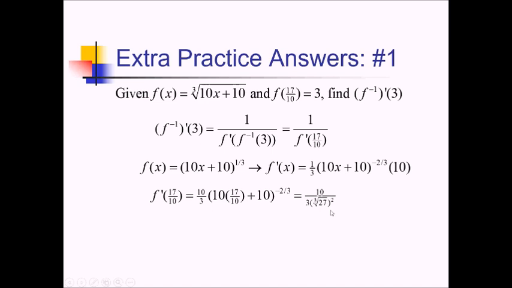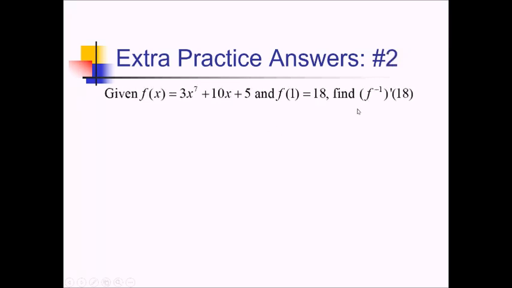And doing a little PEMDAS here, cube root of 27, that's going to be 3. Squared is going to be 9, times 3 is 27. So this is just 10 over 27. But wait, we have to go back here now. We just found f prime of 17 over 10. So this is really going to be now 1 over 10 over 27. But we're not quite done. Let's multiply by the reciprocal to get 27 over 10.